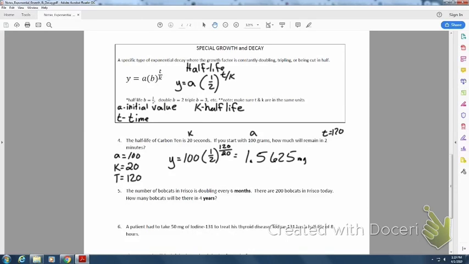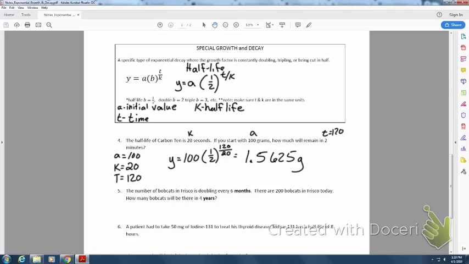I think it's regular grams. Okay, so let's look at number 5. Number 5 is the exact problem that we did on the front, but we're going to use this formula to do it. So it's a little different.